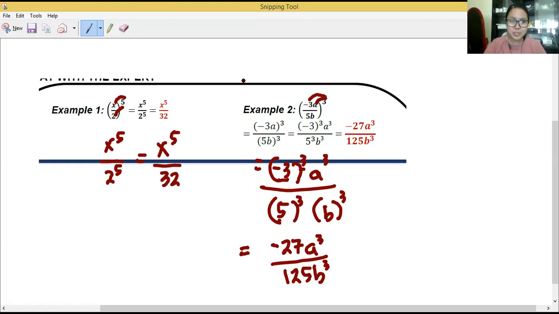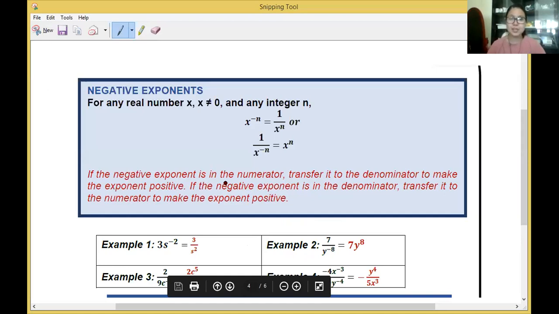Now, the last one is on negative exponents. What will you do if there is a negative exponent? We do not allow any negative exponents in the answer. So if the negative exponent is in the numerator, then we place it in the denominator. If the negative exponent is in the denominator, then we transfer it to the numerator.